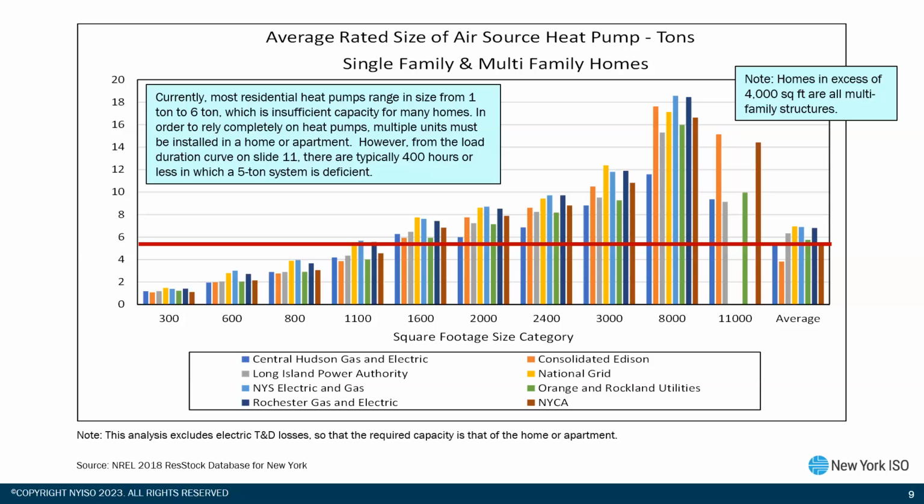Now, the one comment is there are 8,000 and 11,000 square foot homes. These are residential, multifamily, very large apartments. New York City has the most dense multifamily sector anywhere in the country, and so there's a lot of homes that are represented in large buildings. So what this means is, if you're only going to put in a 5-ton system, there's a lot of capacity that needs to be provided with some form of resistance heating or dual fuel gas.